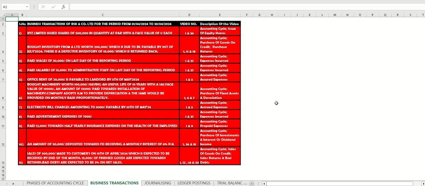Now let's move to the 10th business transaction, which is an amount of 50,000 deposited towards FD. FD is nothing but the fixed deposit. And RSK and Co has been receiving a monthly interest of 6% per annum. So RSK and Co had made some investments in the nature of fixed deposit, and on that FD, RSK and Co has been receiving a monthly interest of 6% per annum.